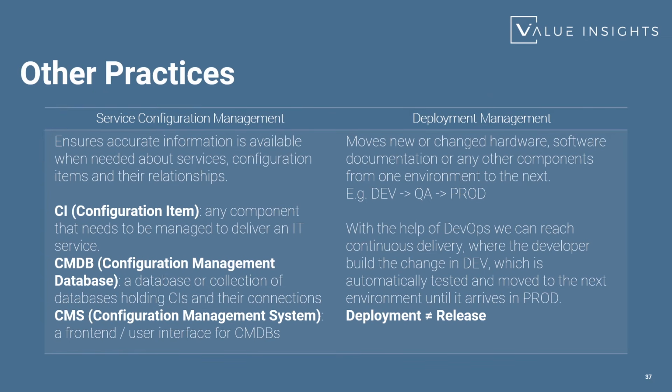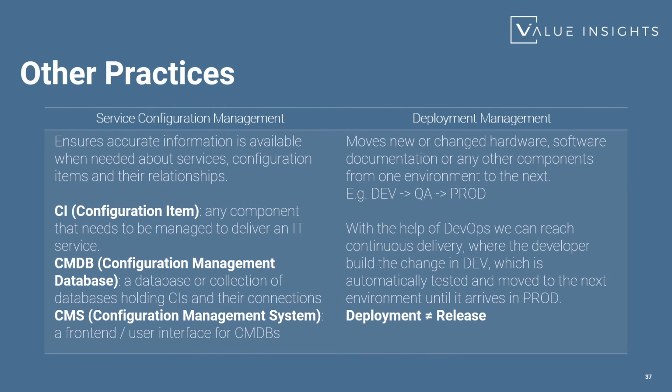And then our last practice. Oh, don't be sad, deployment management, we still love you. So deployment management is all about moving new or changed hardware, software, documentation, or any other component from one environment to the next. So let's say in your application environment, you have a dev environment, a test environment like a QA, and a prod environment. So anytime you have developed something on dev, you need to move it to QA for testing, that's deployment management. And then once it's tested and everything is fine, you're going to move it to prod.